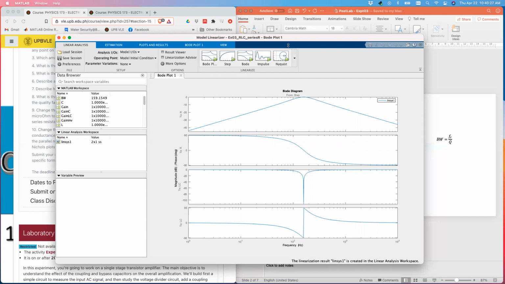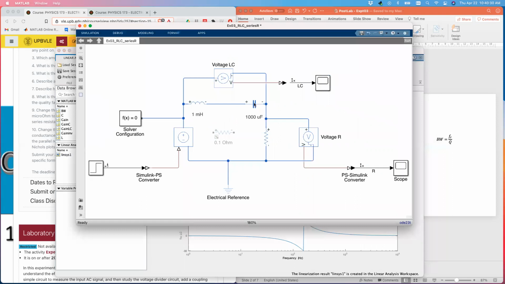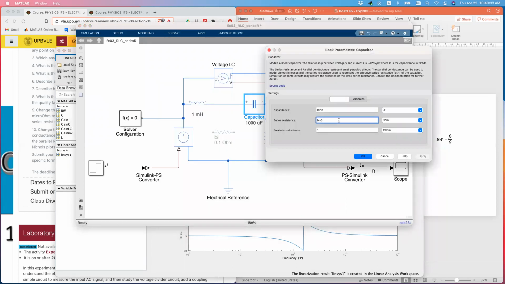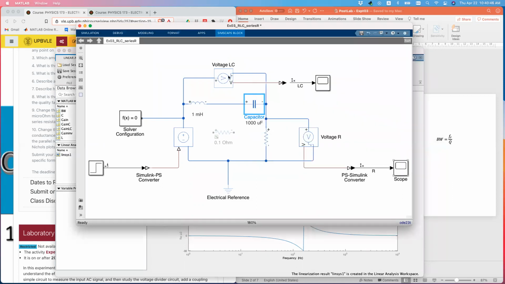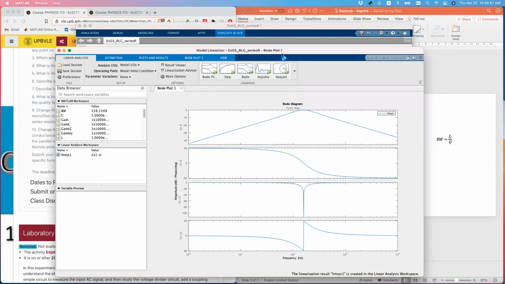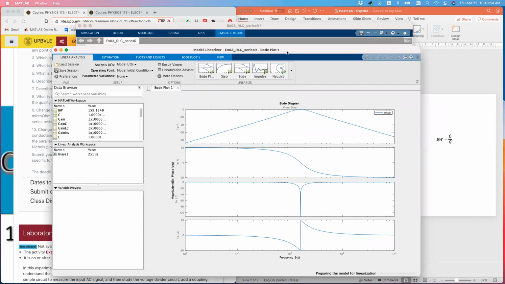So ang gagawin natin ngayon is papalitan natin ito. Okay, to 0.1. So gagawin natin itong 1 times 10 to the minus 1, apply. Okay, and click OK. And then i-run natin ulit ito to see yung effect. Okay, and then naka-superimpose, of course. Hintay na lang tayong konti.